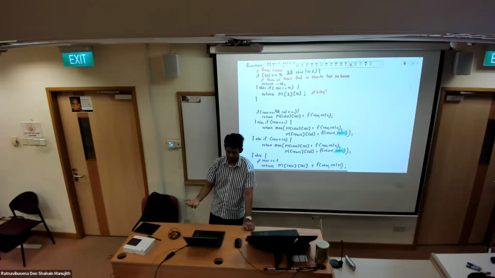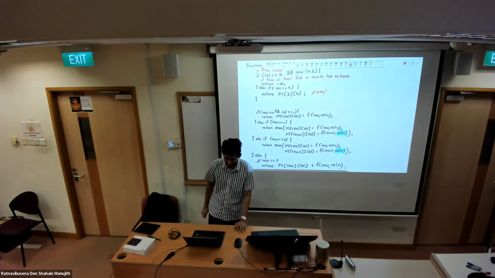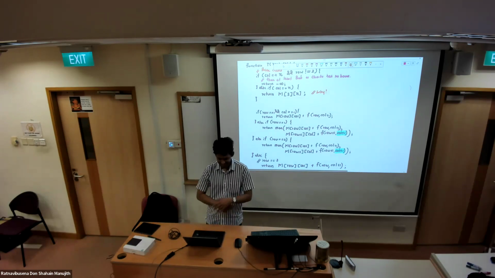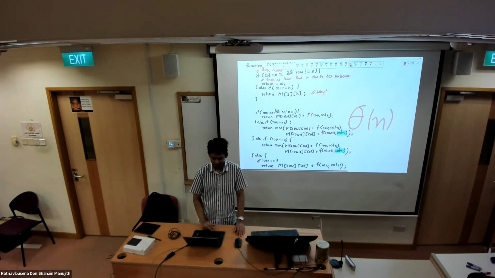Because you need to look at the values at least once, assuming that they're presented to you one by one. I don't know if they let you store the values in one go and operate on them yourself. But anyway, these are considerations that you can think about. So the answer is theta n time. That's all. Nothing much.